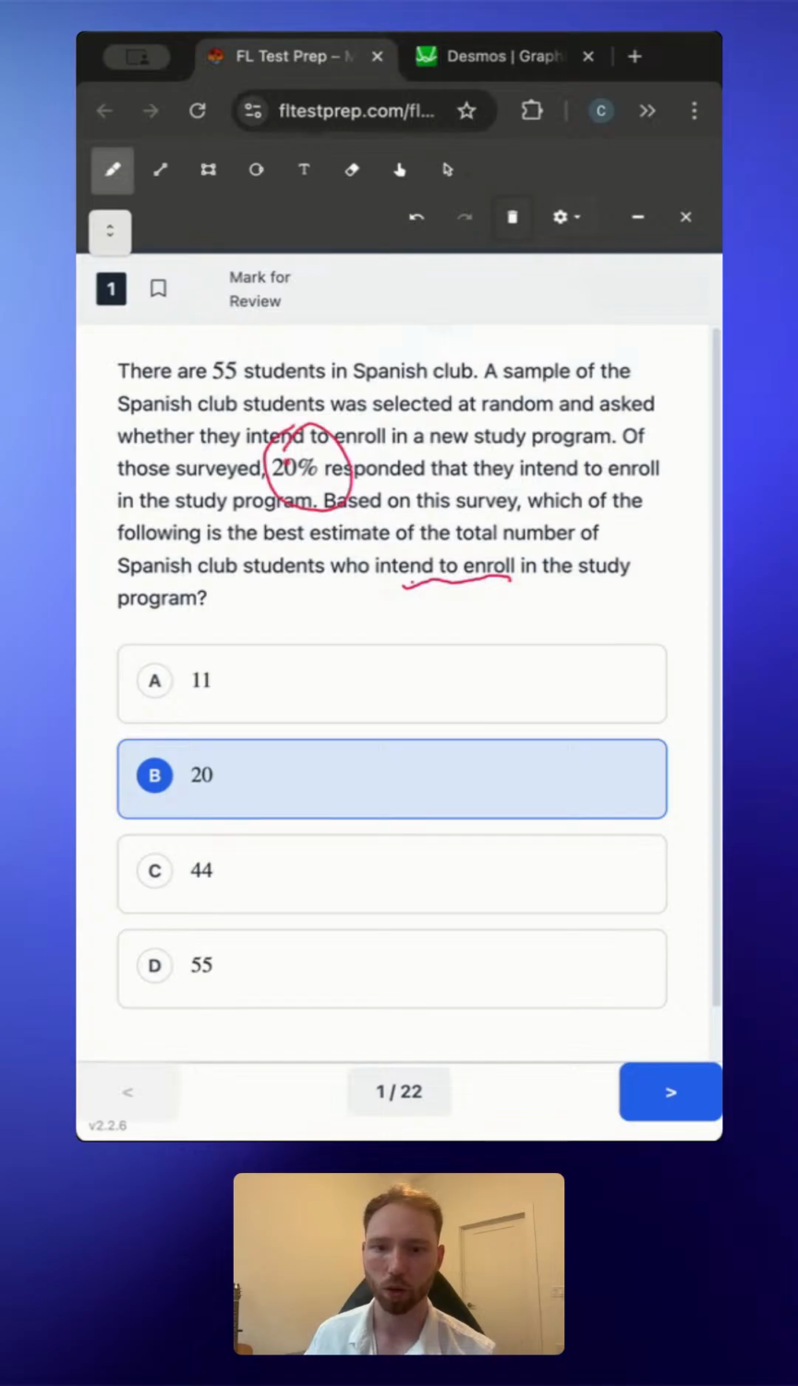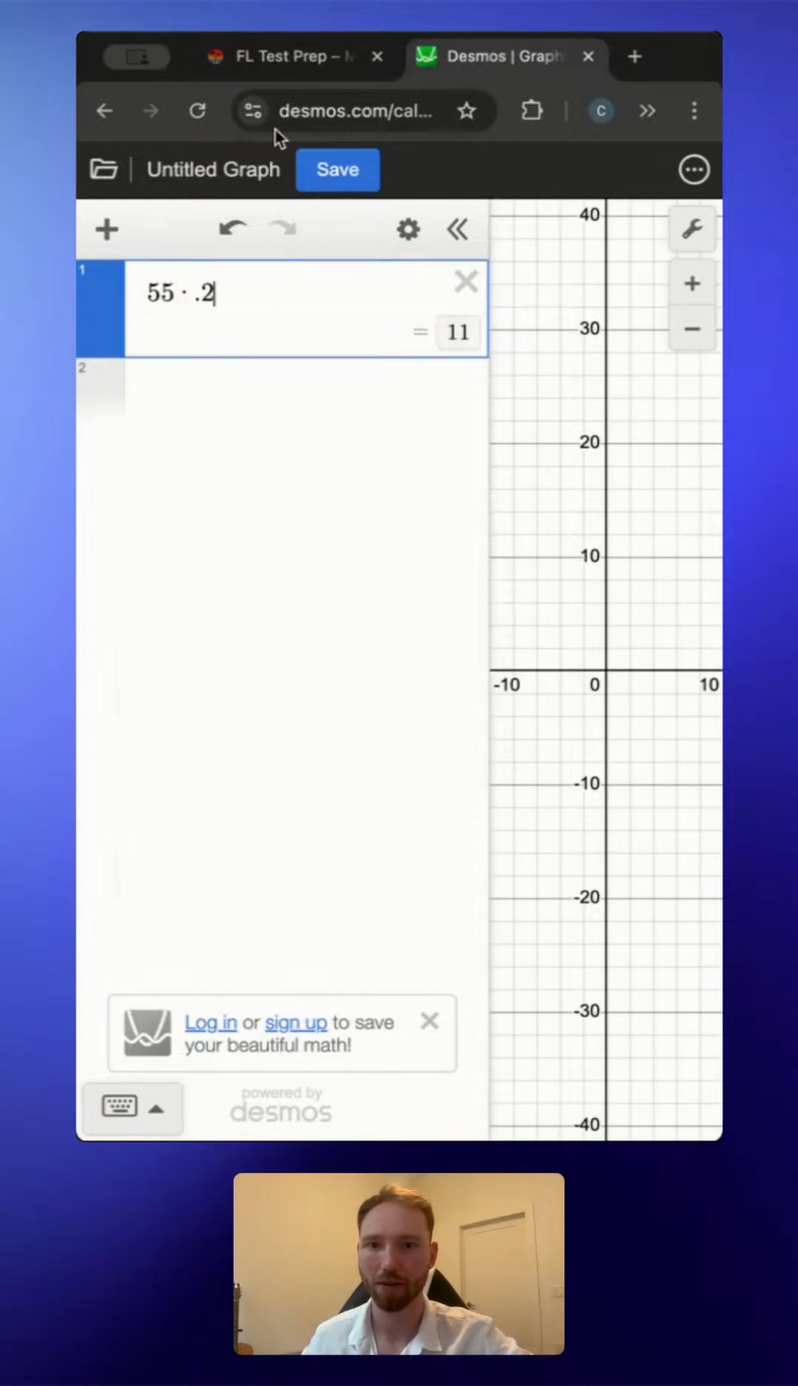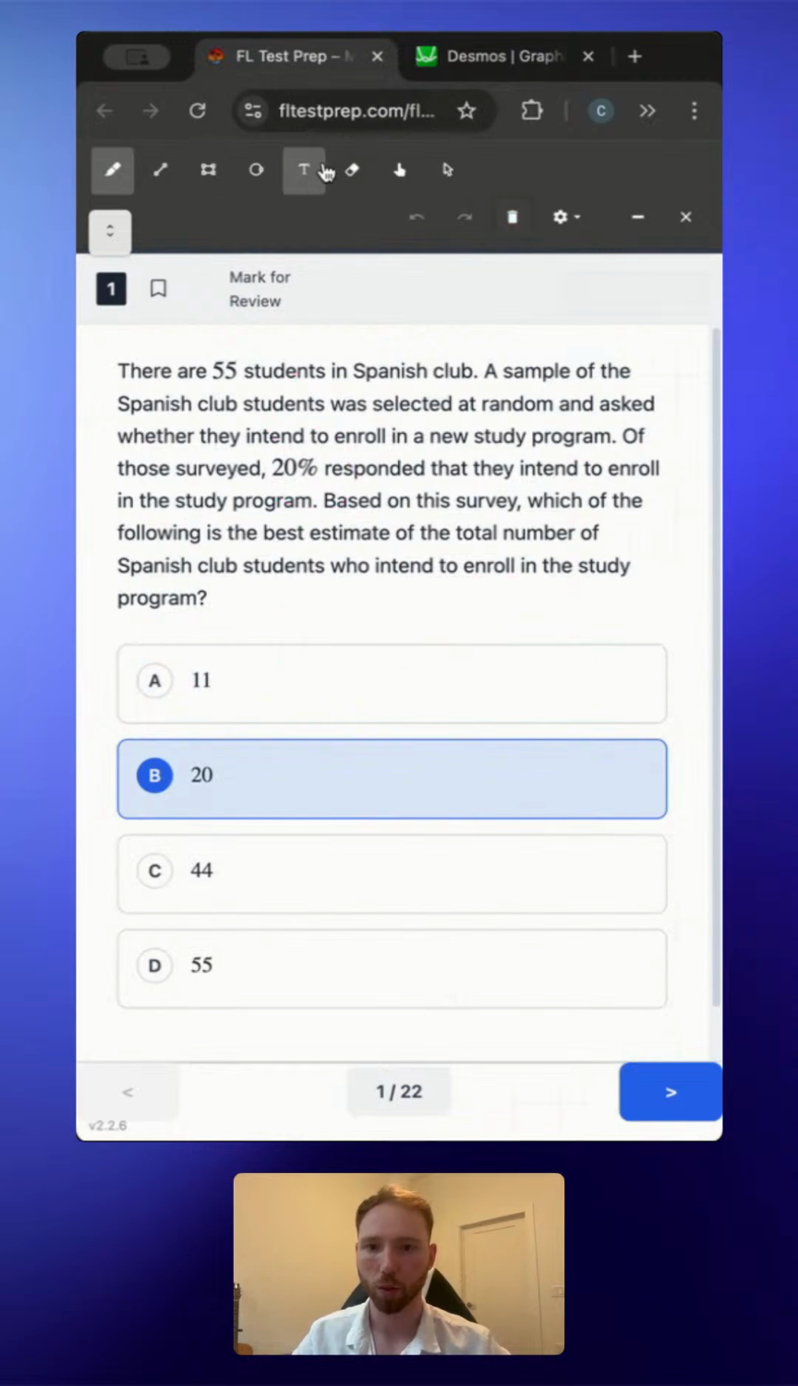It tells us that it's 20%. So all we need to do is 55 times 20%, which is 0.2, and that'll equal our answer. I'm going to go ahead and use Desmos in this because I don't like to leave anything to chance. 55 times 0.2 is 11. So A is going to be our correct answer. Moving on to the next question.